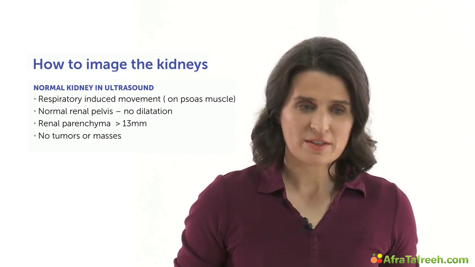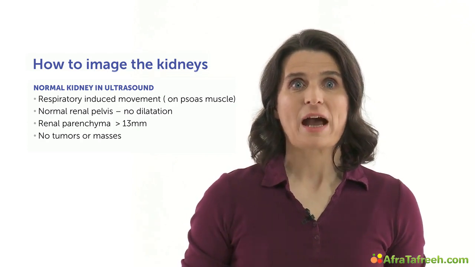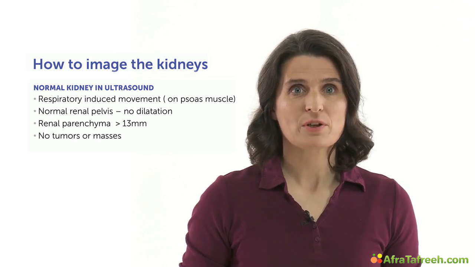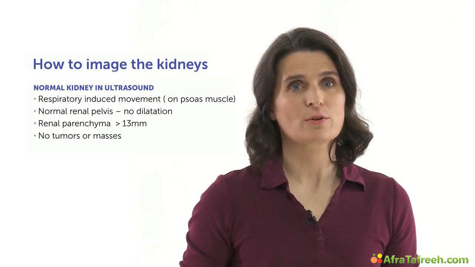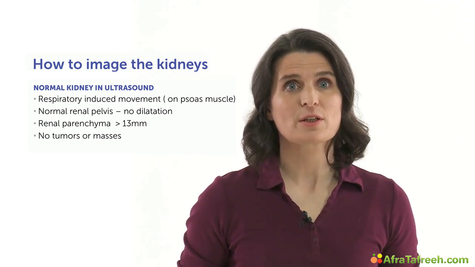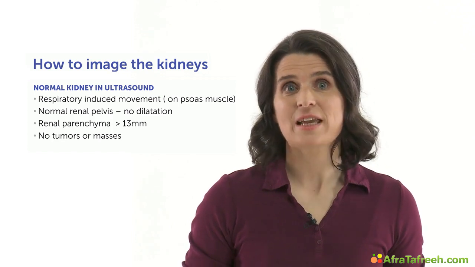The renal parenchyma shows a differentiation of the cortex and the medullary pyramids, especially in younger people. The medullary pyramids are more hypoechoic than the cortex. In older patients, this difference can also be absent, and the whole renal parenchyma has the same echogenicity.